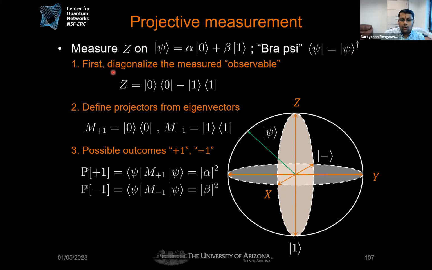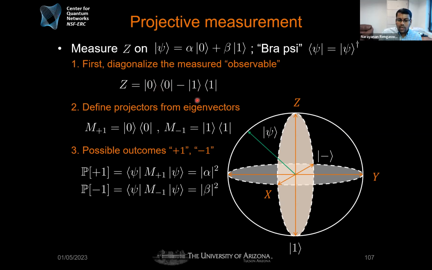The first thing you need to do is diagonalize whatever observable you're going to measure. Here we say that we are going to measure Z. So we first take Z and write the eigen decomposition, or diagonalize Z. As you might have already noticed, the eigenvectors of Z are ket 0 and ket 1. This is why when Z acted on ket 0, you got +1 times ket 0. When Z acted on ket 1, you got -1 times ket 1.